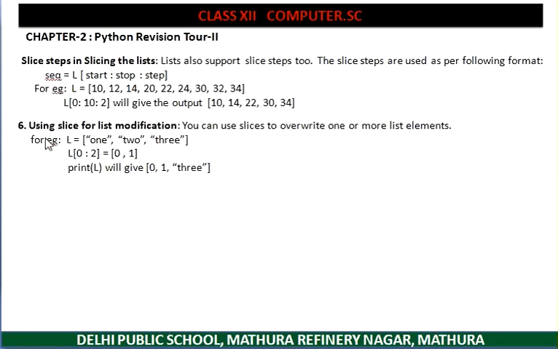Now sixth, using slice for list modification. You can use a slice to override one or more elements in the list. Here L is equal to [1, 2, 3]. L[0:2] is equal to [0, 1]. So it will replace the first two values with 0 and 1 and give the output 0, 1, 3.